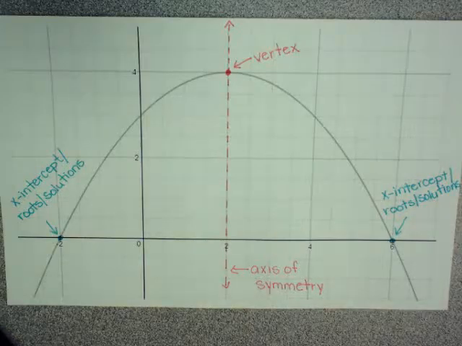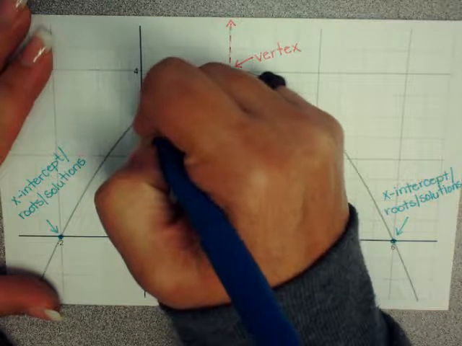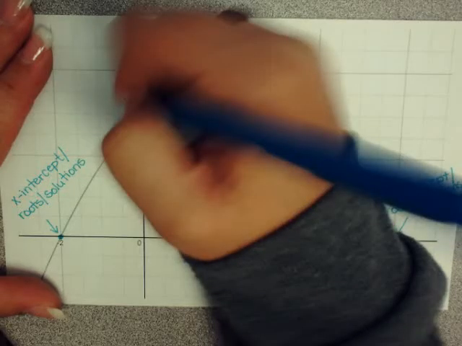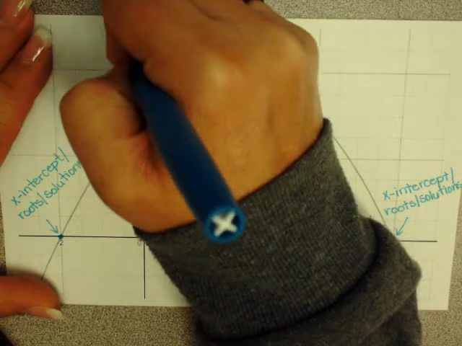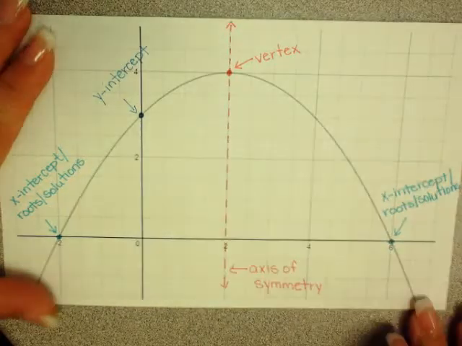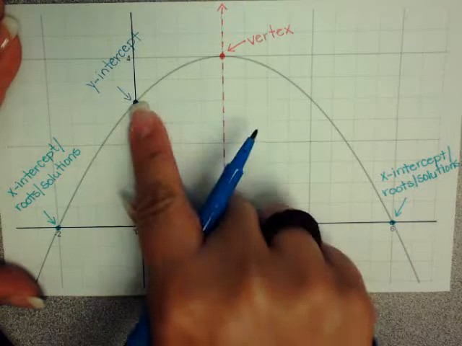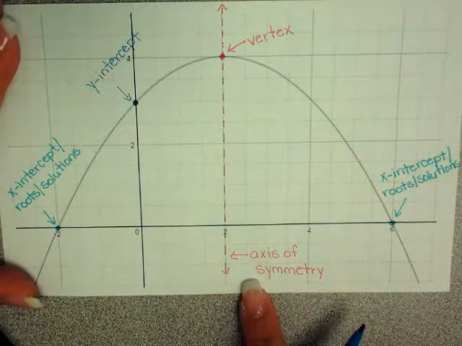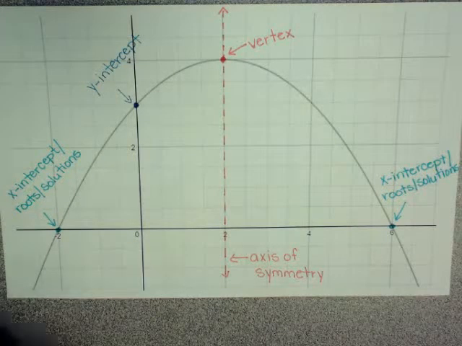The last thing that we need to talk about on our graphs is the other intersection that we could possibly have, and that is a y-intercept. This y-intercept is right here. So these points, our roots, our y-intercept, our vertex, and our axis of symmetry are what we need to graph a quadratic function correctly.